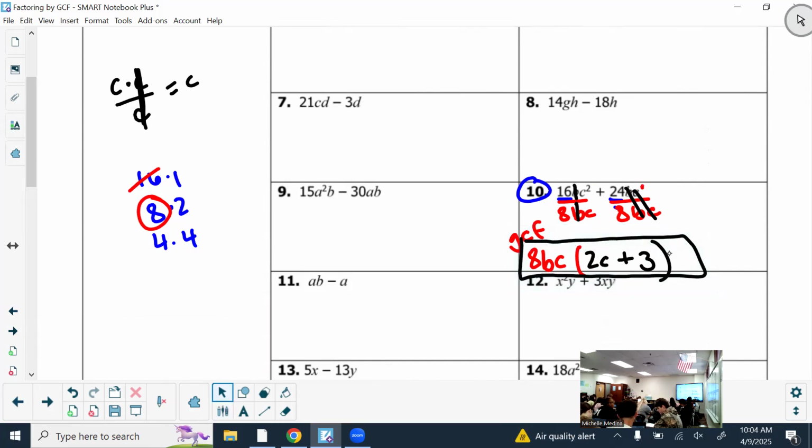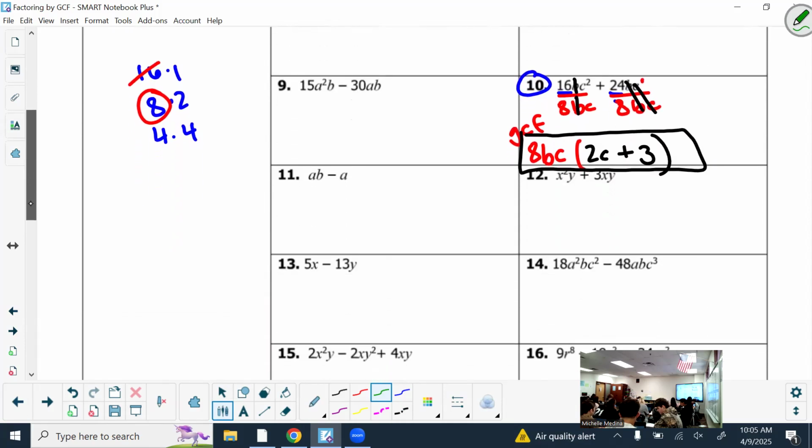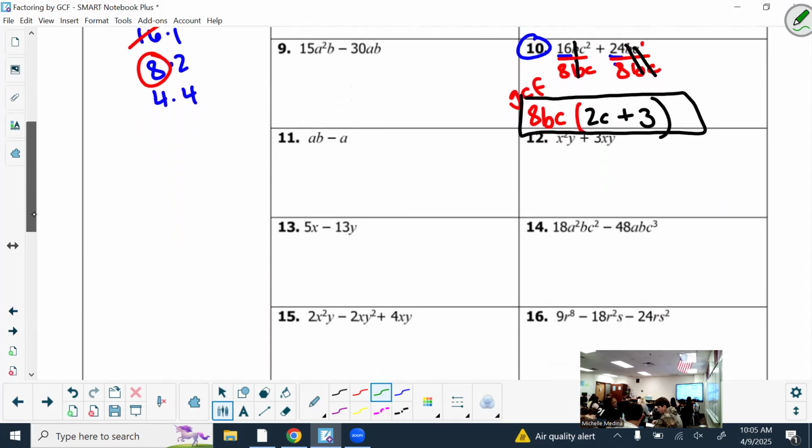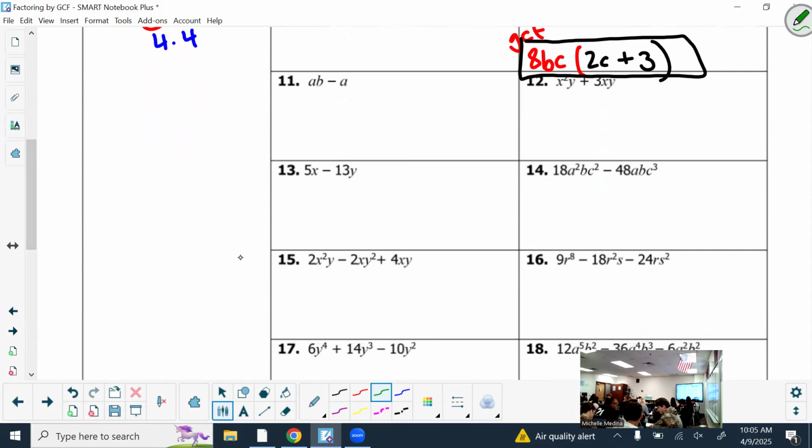Later in other lessons, probably tomorrow, we're going to factor out a GCF and then look at the parentheses and see if they can be factored any more. But today we're just doing GCF. All right, ready to try one or do you want to see one more? One more, okay. Let's look at a 3 term. So scrolling down, let's look at 15.